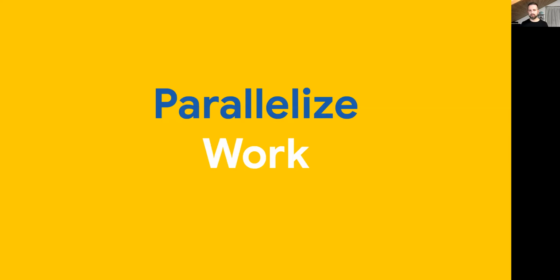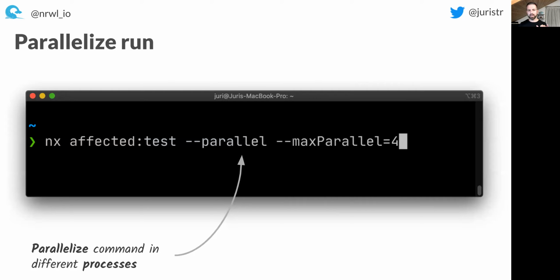We can even go ahead, and what we can do is parallelize work. So we can again take that nx affected command, but now we pass in --parallel, or --max-parallel=4. What that does is spawn different threads that run the different test runs. In this case, we are executing tests. And so this would divide them up into equal batches and run them in different processes. And the max parallel tells NX how many of those should be instantiated. That's mostly for limiting the capacity you have on your machine or on your CI server.